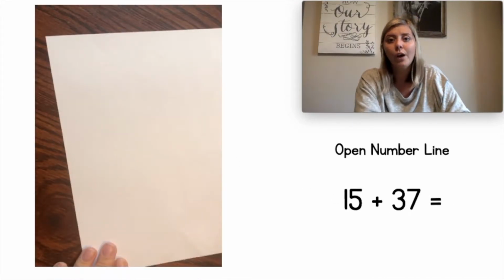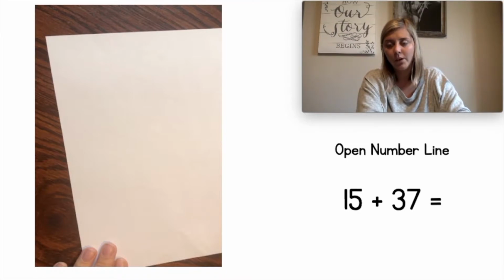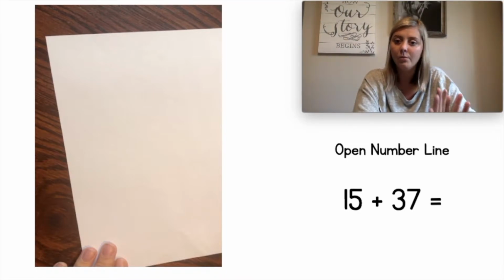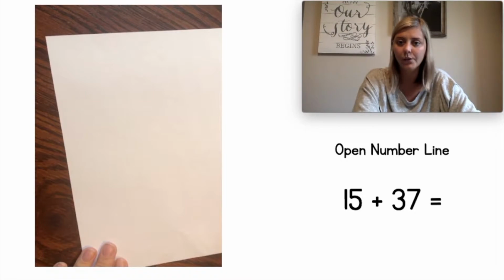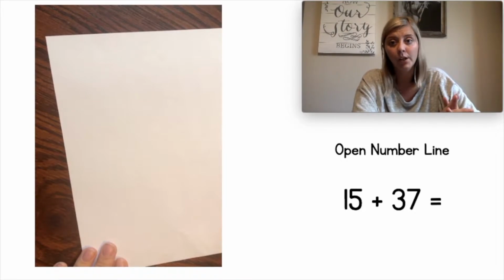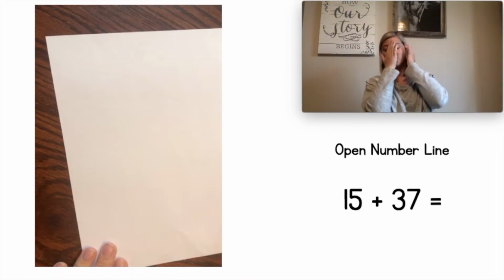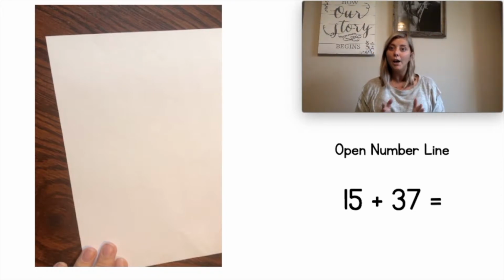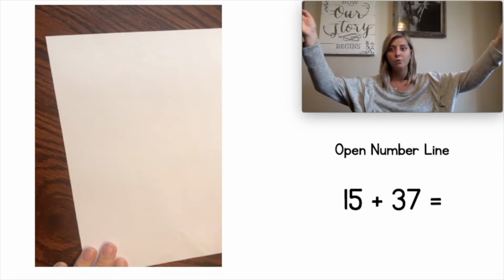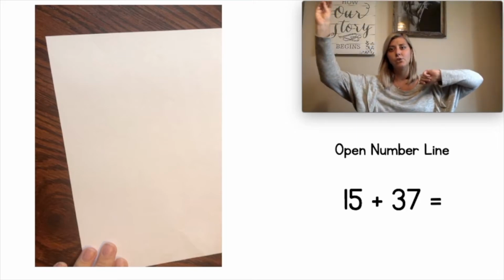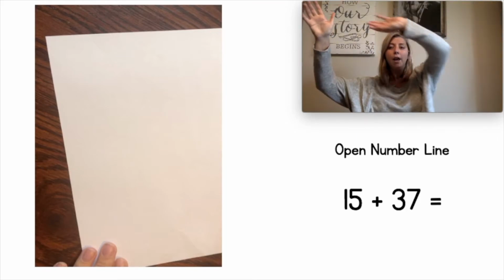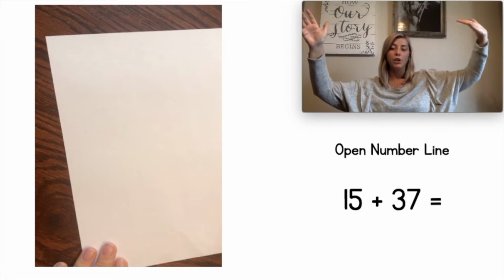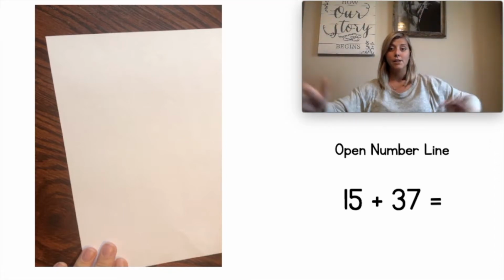I'm going to show you a third strategy that you may use to solve this same problem, 15 plus 37. This is called the open number line strategy. So think about your classroom, and most of our classrooms will have a number line somewhere on the wall. So think about what that number line looks like. It starts usually at a 0 or 1, and as you move, the numbers are going to get greater and greater and greater as they go.